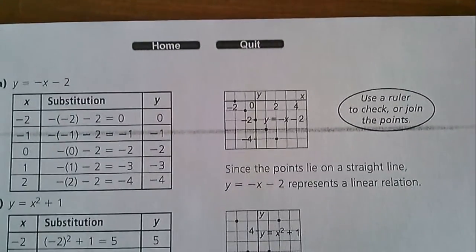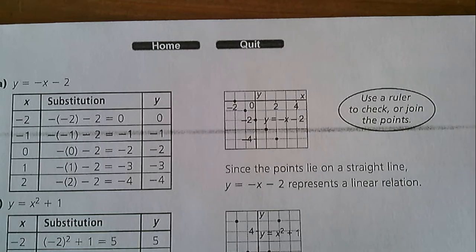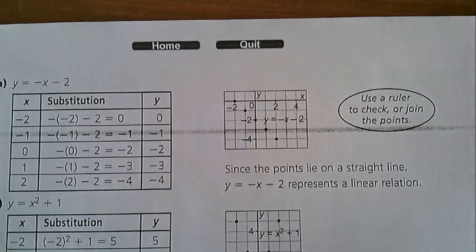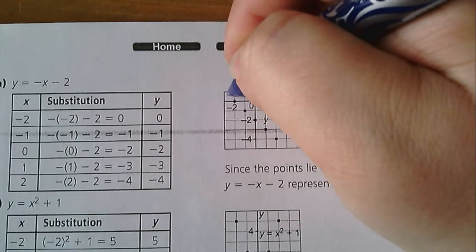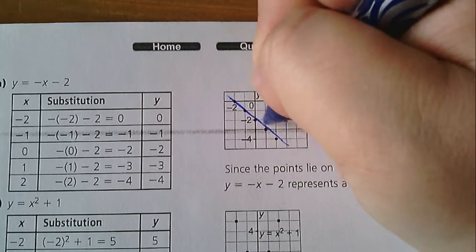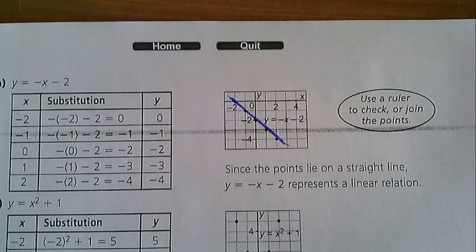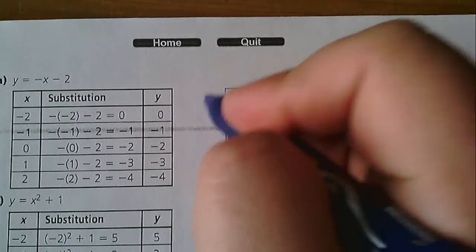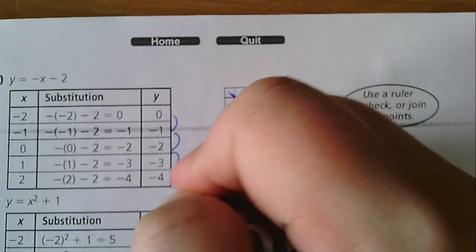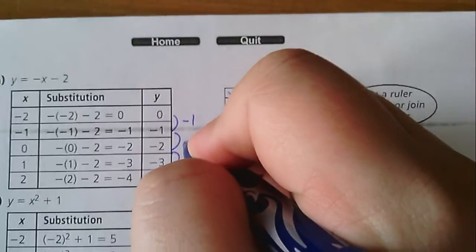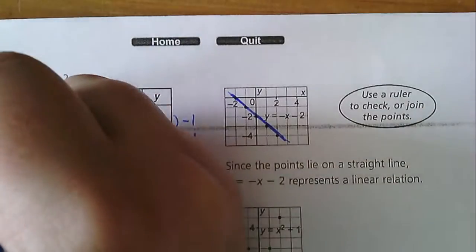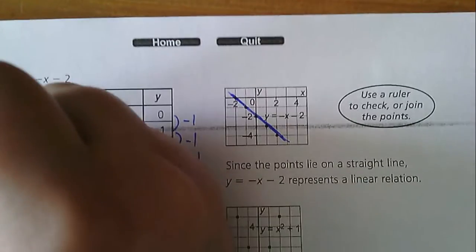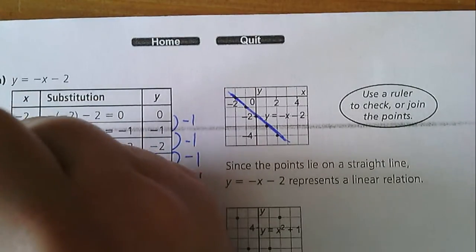On the next page, they've done some of the work for us. So we're just going to use the work that they've given us here to check whether this is a linear relation or not. They did actually graph the values here for you. We can connect them. I don't have a straight edge on me, but if you did, it would make a straight line. Or again, you could look at your table of values and see if it is constant every time. So here we lost one, we lost one, we lost one, we lost one. And on the other side, we gained one, we gained one, we gained one, we gained one.